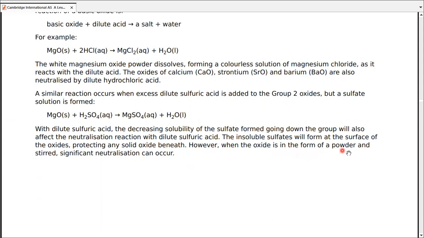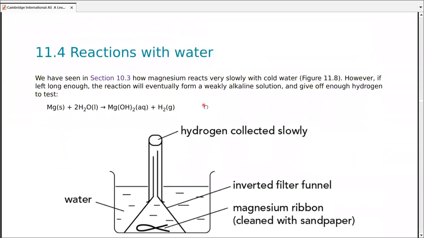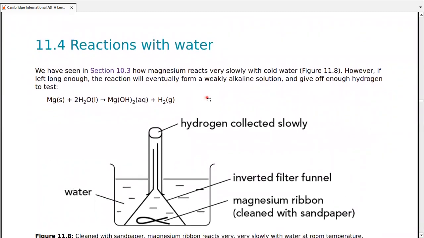However, when the oxide is in the form of powder and stirred, significant neutralization can occur, right? So I hope you understand how sulfates and their solubility is going to affect any kind of reaction.